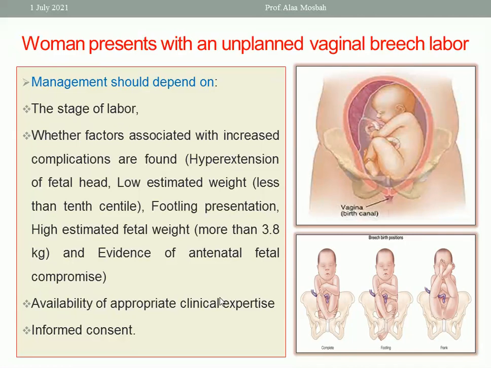High estimated fetal weight, more than 3.8 kilograms. Or there is evidence of antenatal fetal compromise. So all these factors will affect your decision. Availability of appropriate clinical expertise and equipment, and the availability of CTG, operative theater, all measures for cesarean section if needed. So all this is present or not. And lastly, the informed consent from the patient.